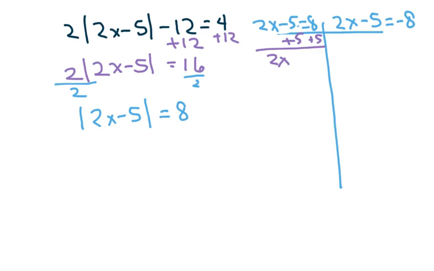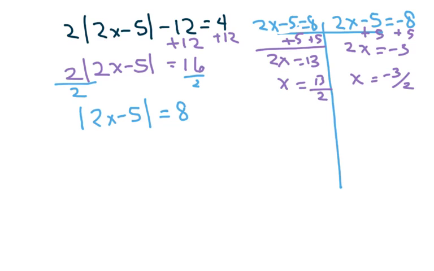You get 2x equals 13. And this side, if you add 5 to both sides, you get 2x equals negative 3. So x equals 13 over 2, dividing both sides by 2. And x equals negative 3/2, dividing both sides by 2. I just did it mentally.